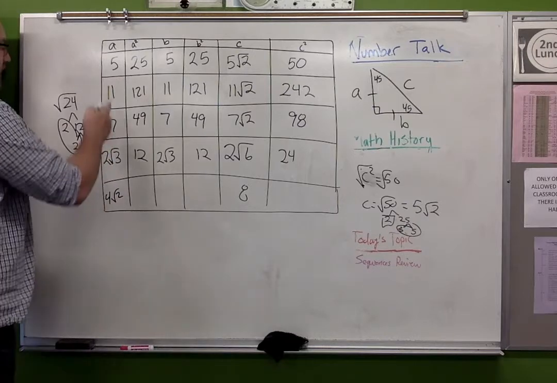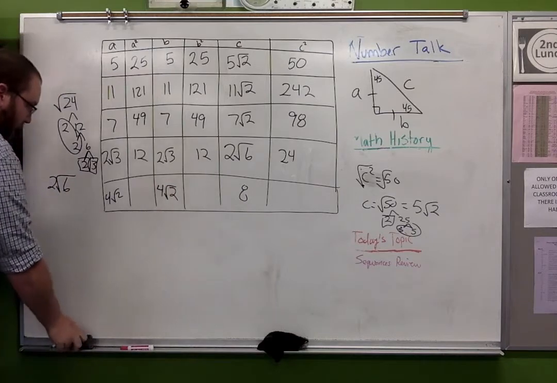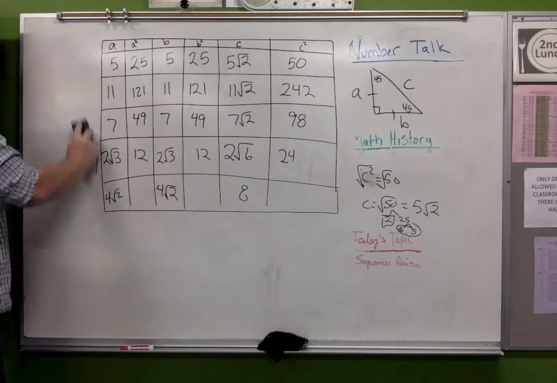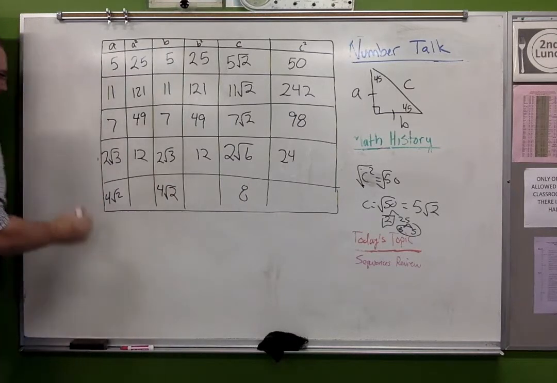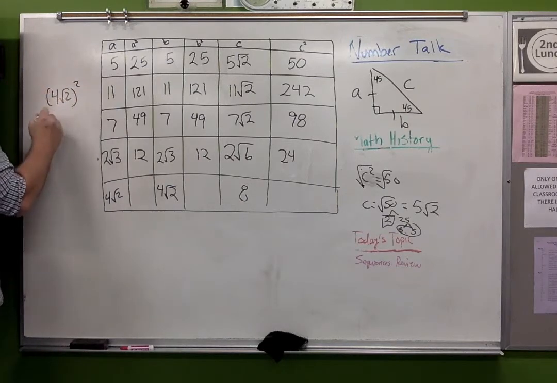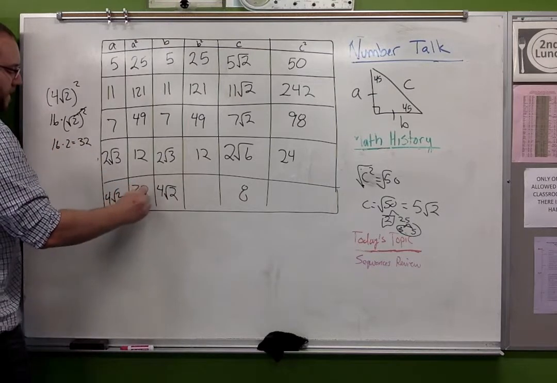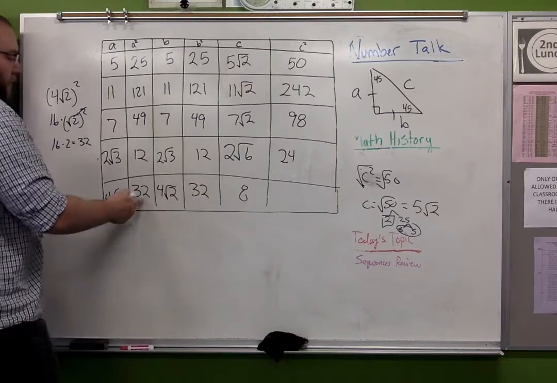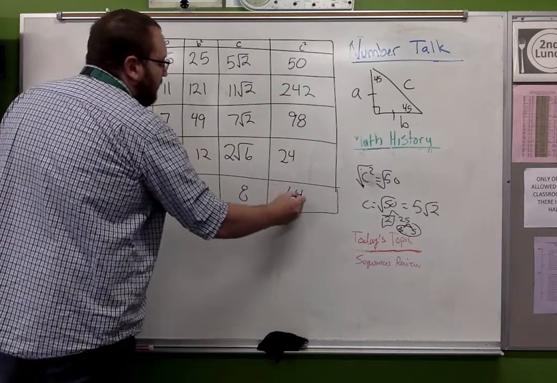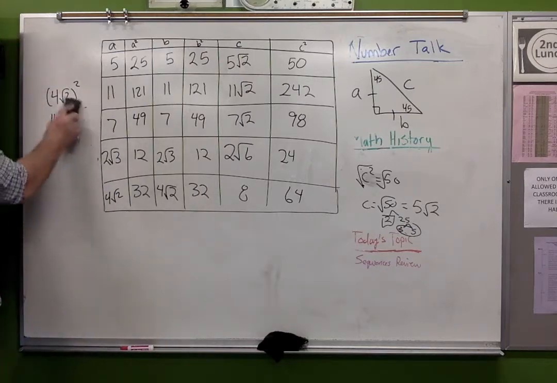And this last one here, if A is 4 square root of 2, then B has to be 4 square root of 2. A squared is 4 square root of 2 squared. So 4 squared is 16. Square root of 2 squared. The square and the square root undo each other. So 16 times 2, 32. 32 plus 32, 64. Okay, there's our table filled out.